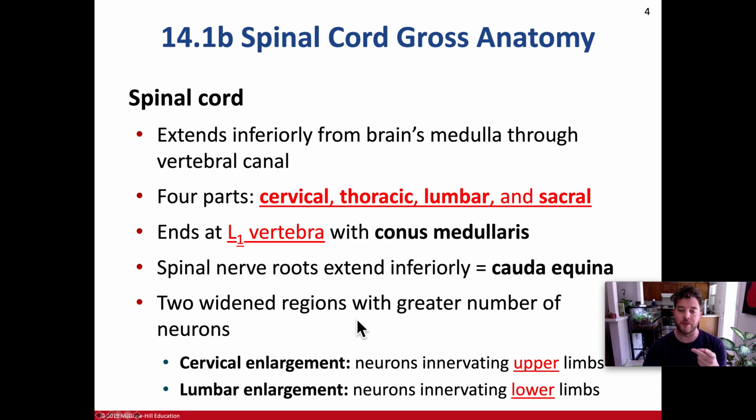There's also two widened regions with greater numbers of neurons, so these are just collections of neuron bodies. There are cervical enlargements and lumbar enlargements, so cervical obviously is the superior one, the lumbar is going to be the inferior. The cervical enlargement has neurons innervating the upper limbs, and the lumbar enlargement has neurons innervating the lower limbs. And as we go down the spinal cord, that's a general trend that the nerves in the upper portion of the spinal cord will innervate more superior structures, whereas the lower spinal cord nerves are going to be sending out axons for the lower structures of the rest of the body.